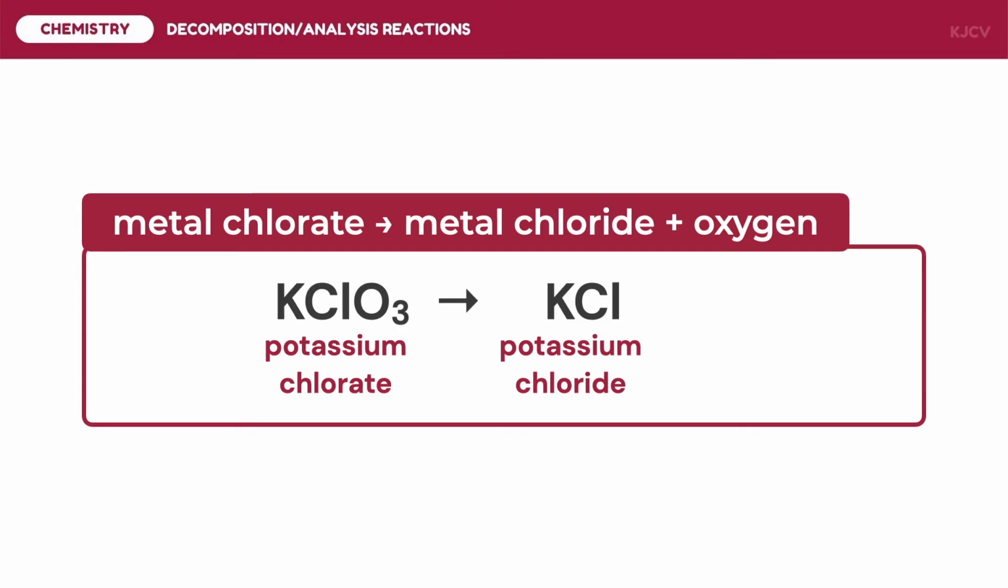The constant product for this reaction is the diatomic oxygen molecule. We still need to balance this reaction. Thus, the complete reaction is 2 moles of potassium chlorate decomposes into 2 moles of potassium chloride and 3 moles of oxygen.